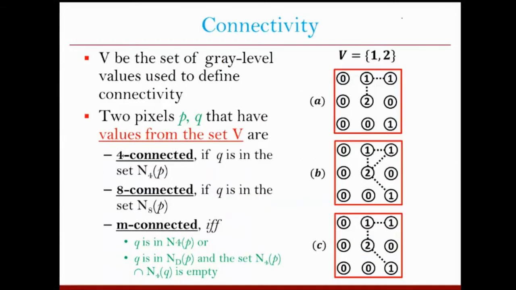Now, as we define the adjacency, we can simply extend it to connectivity. The definition is similar. We can say 2 pixels are 4 connected, or 8 connected, or m connected, if they satisfy exactly the conditions that we define for the adjacency. So in some sense, you can say that they both are the same thing. Connectivity or adjacency, they both give us the same kind of information.